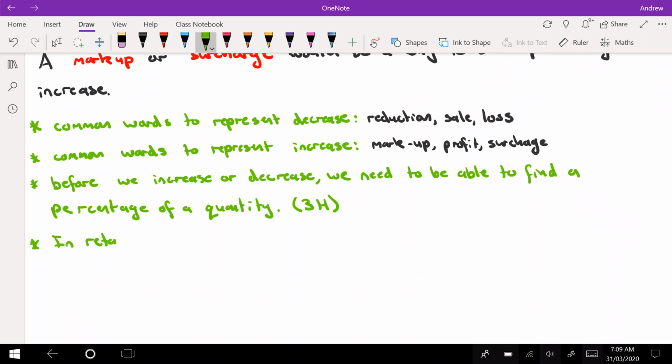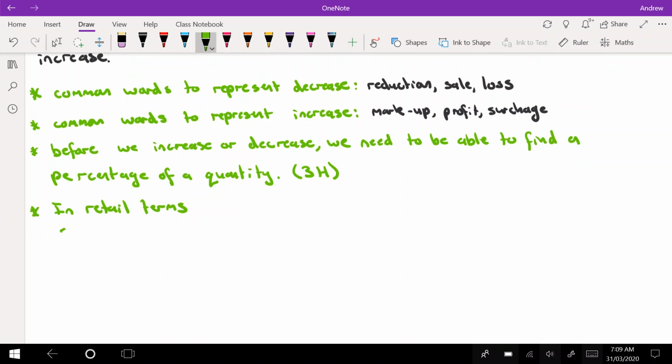In retail terms, so now we're talking strictly in terms of retail. If we have a selling price, well, a selling price is equal to the retail price take away the discount, or it's going to be the retail price, add the markup.